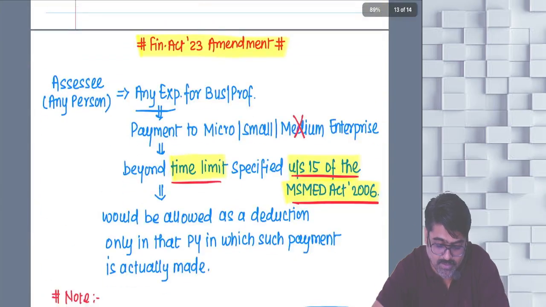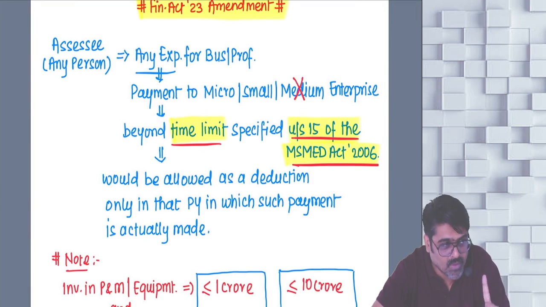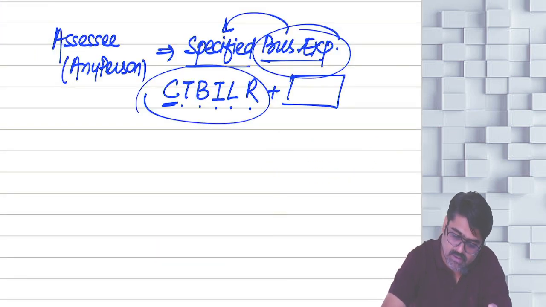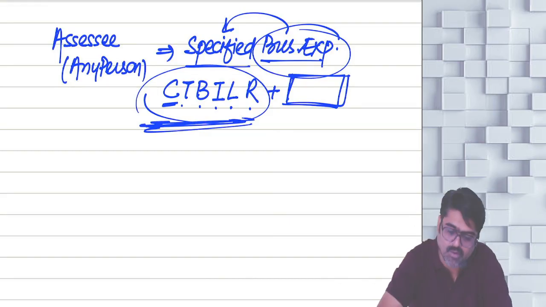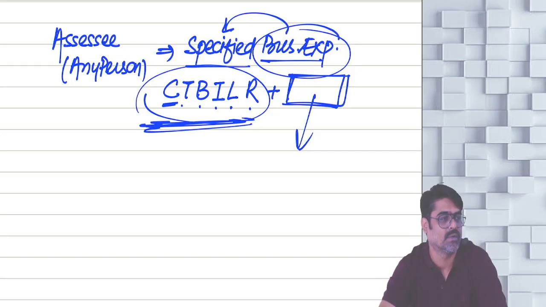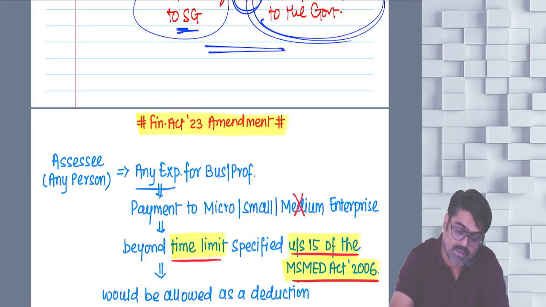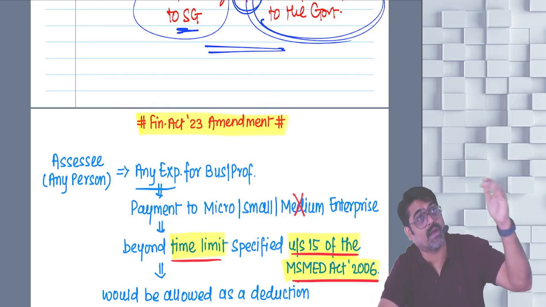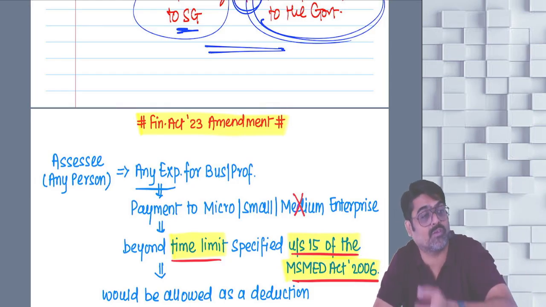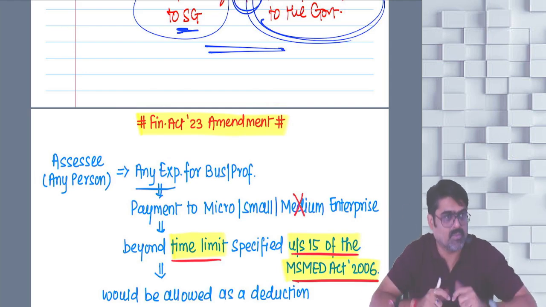Okay? Next one. Now in 43B, one more expense. Do you remember? Here I have put a box. So C, T, B, I, L, R. These expenses are covered under 43B. One more expense is covered. And this was the amendment by Finance Act 2023. So in Finance Act 2023, this amendment came and one more expense got added to that list, C, T, B, I, L, R.